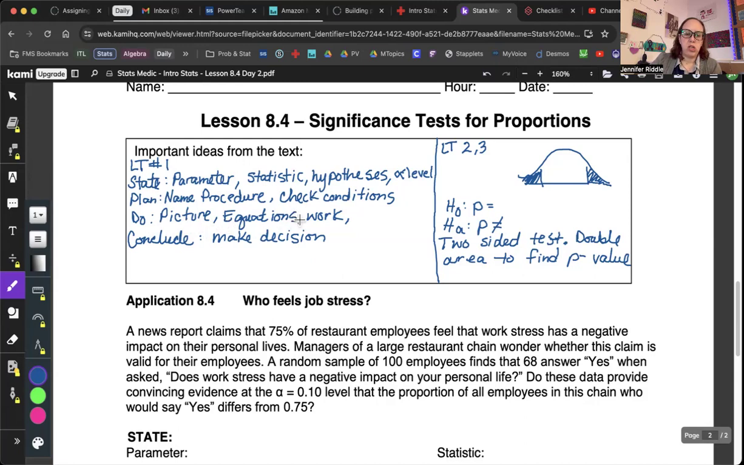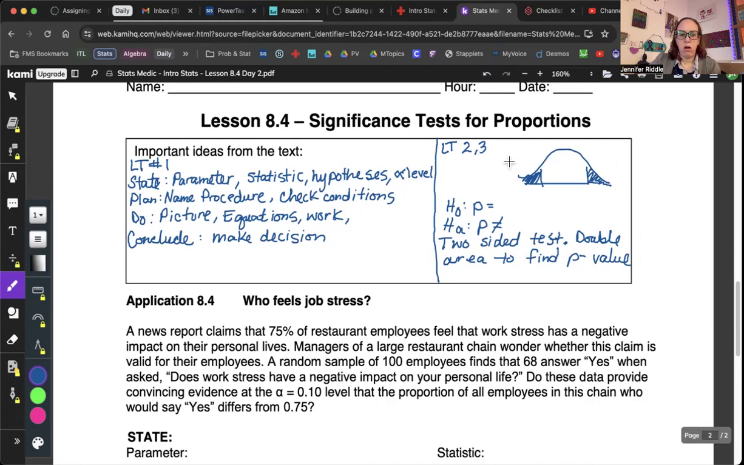You can choose which equations to write out. You can do both the general equation and the specific equation, or if you just want to use the specific equation, I'm okay with that. Then you're going to show your work to find your Z-score, and then from there, go to table A and calculate your p-value. Okay, finally, you're ready to conclude, which is where you make your decision. Are you rejecting H naught or failing to reject H naught? And then do you have convincing evidence for the claim?